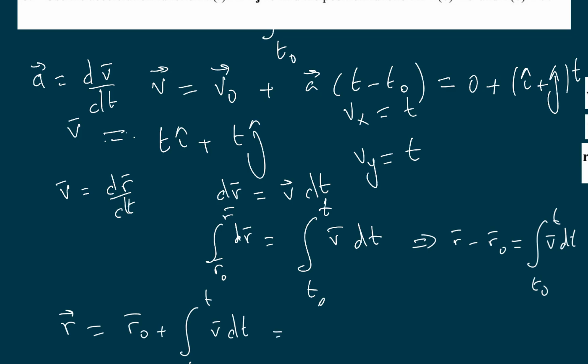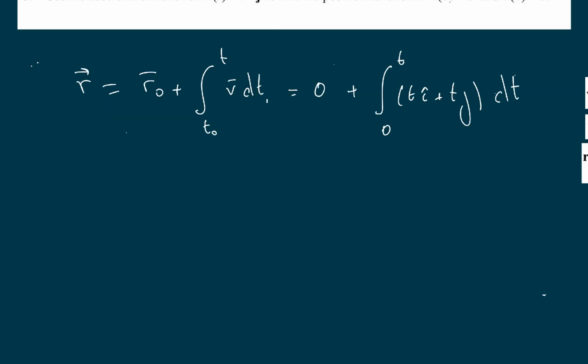r0 is 0, so the vector position is 0 plus the integral from t0 equals 0 up to time t of the vector velocity, which is ti plus tj, dt. What is the integral of this expression?